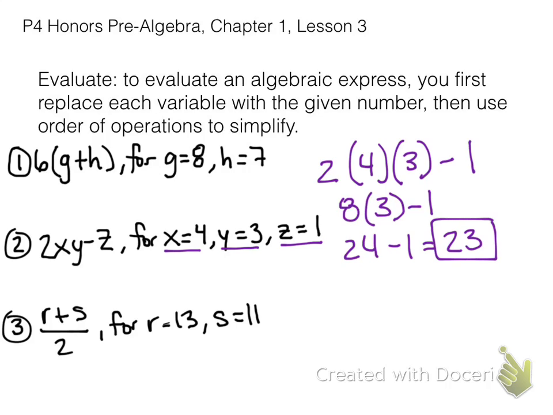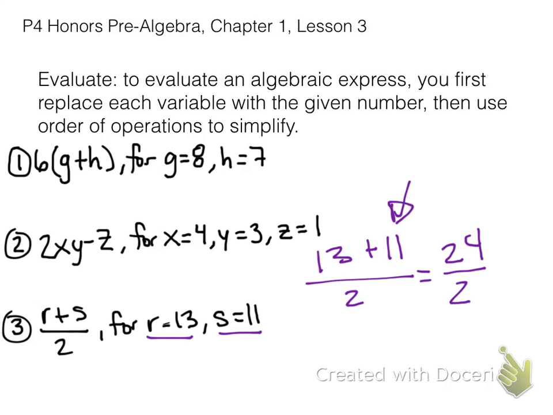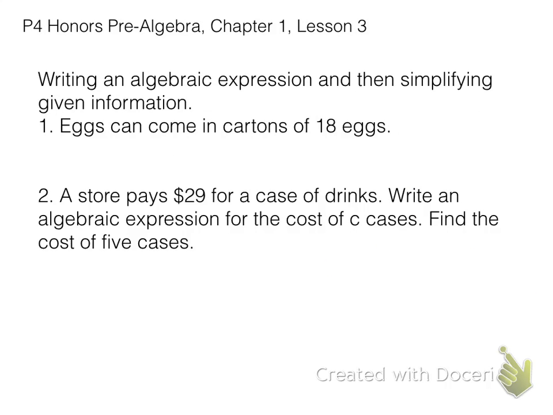The next example problem has a fraction bar in it, which means it kind of acts like a grouping symbol. Alright, so R is 13, S is 11. So we have 13 plus S, which is 11, divided by 2. And since we've got the fraction bar, we do have to do the addition first, before the division, because of that fraction bar. So 13 plus 11 is going to be 24. 24 divided by 2 is 12. So all very, very easy. Alright, let's go ahead and move on.